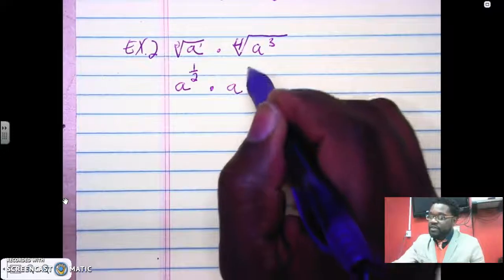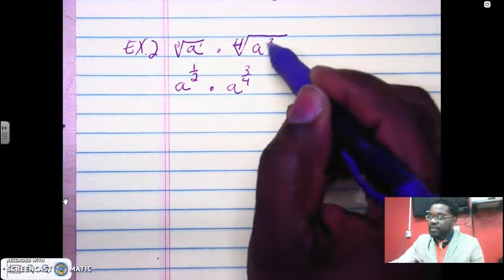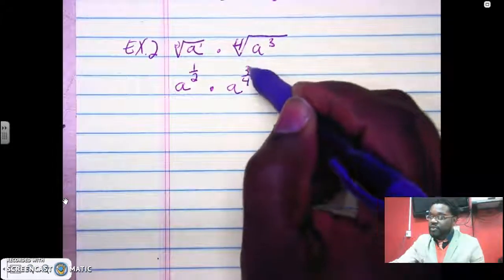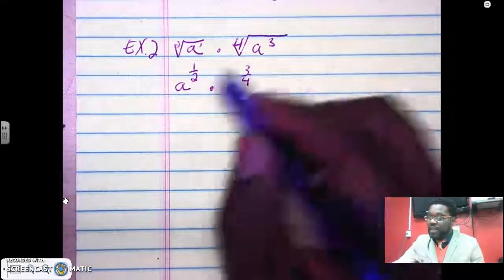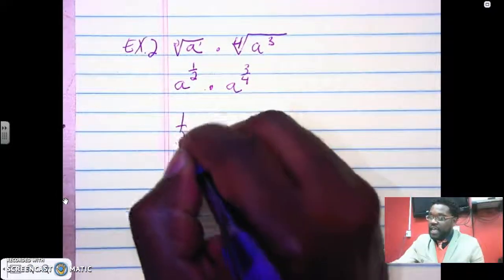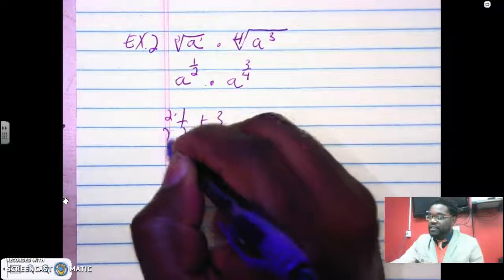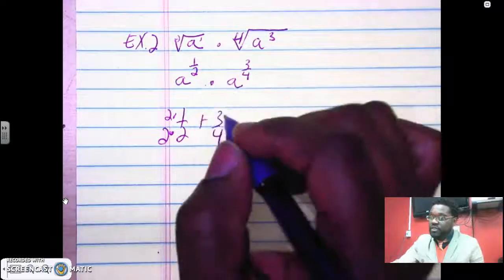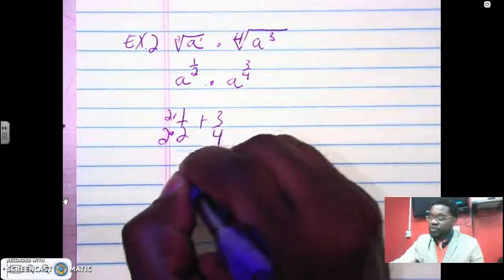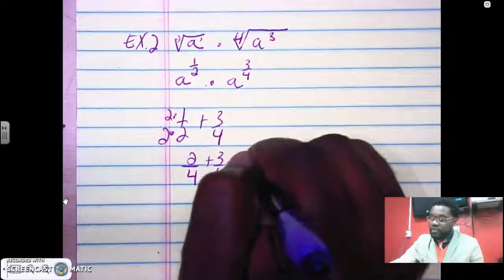Times a to the 3/4. That's the exponent on the top and the index on the bottom. Numerator, denominator. Now, I need to get common denominators just for these. Why? Because whenever you multiply the base, you multiply by adding the exponents. And so I have 1/2 plus 3/4. In order to get common denominators, I just simply need to multiply this by a factor of 1, which in this case is 2 over 2. Any number divided by itself is 1. So you get 2 over 4 plus 3 over 4, and that equals 5 over 4.